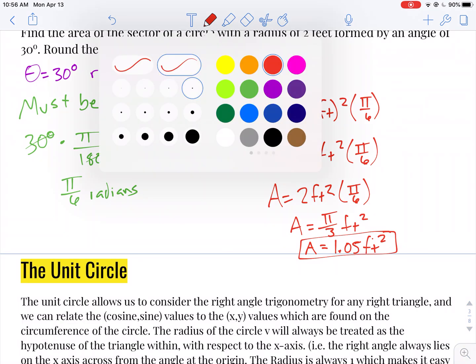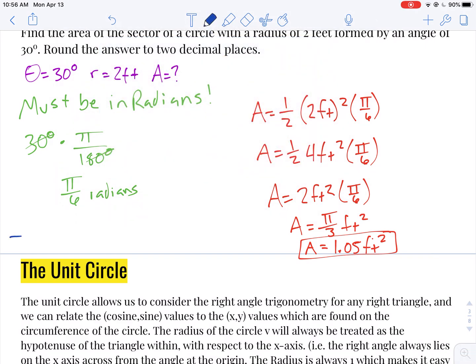Now this is the last thing you'll see on tonight's homework. Tonight's homework consists of a little bit of a review of last week. You'll be converting radians and degrees again. You'll be doing arc length of a circle, which we learned last week but didn't practice. And then you'll be doing area of the sector of the circle, which you're learning today.